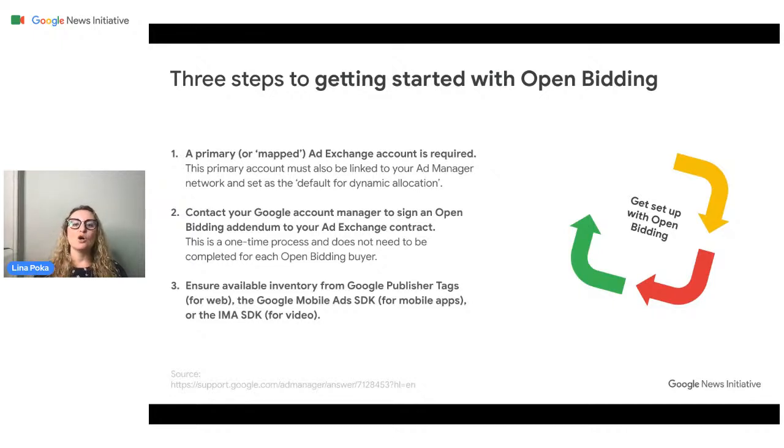Step number two, we can contact our Google account manager to sign in open bidding to our ad exchange contract. This is a one-time process, right? We do it that first time, and it does not need to be completed for each and every open bidding buyer. We get it done, and then we're ready to move to step number three. This is where we can ensure that we have available inventory from our Google publisher tags, from our website to the Google Mobile Ads SDK, or the mobile apps.